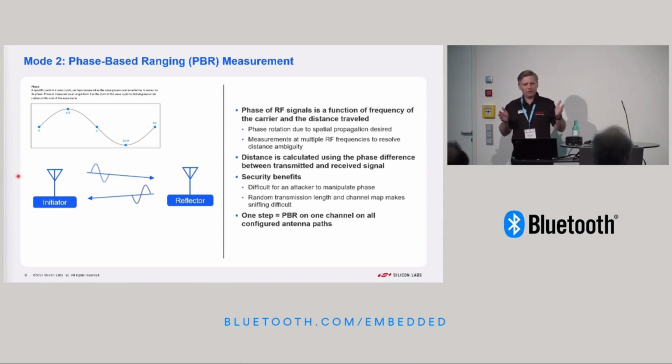And the way this works is effectively there's a phase difference. There's a comparison of the transmitted phase to the received phase that happens, and that phase difference across the channel spectrum can be used to derive a distance. And the IQ data is transferred from reflector back to initiator just over the existing Bluetooth low energy link.